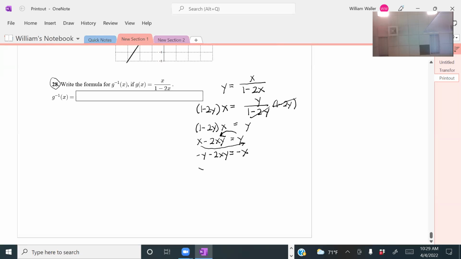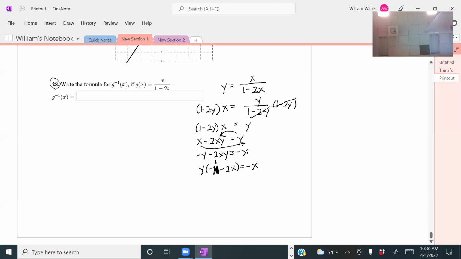Factor out the y. So you have y times (1 minus 2x), is equal to, is that right? No. Minus 1, right? When I factor y from this first term, I get left with a minus 1 because I factored out the y. And then when I factor y from this second term, I do get left with minus 2x. So you have minus 1 minus 2x, and then on the right-hand side, the minus x.